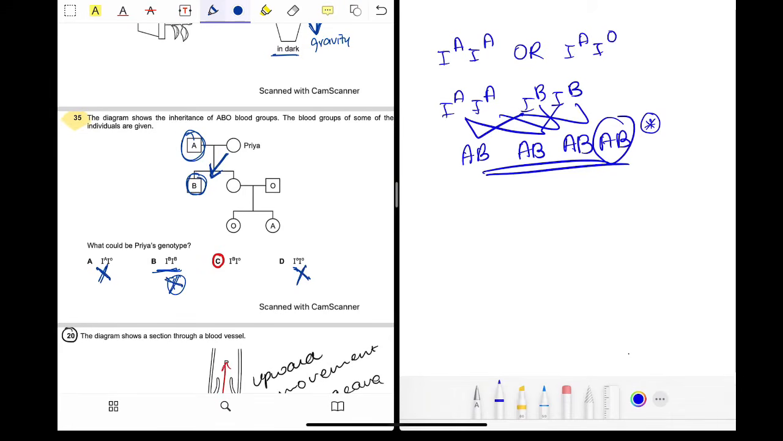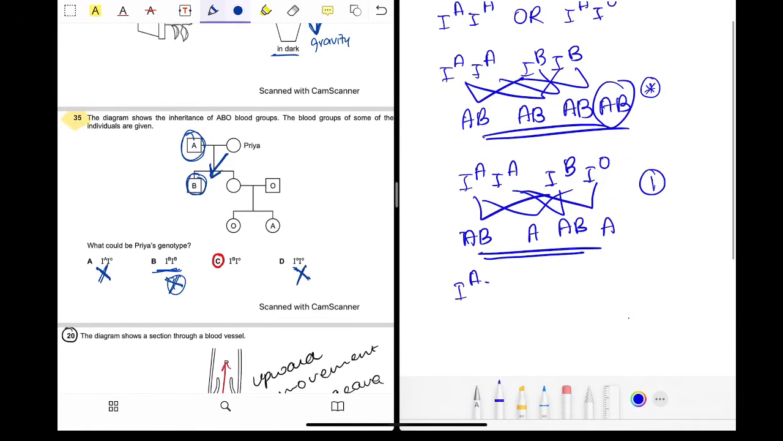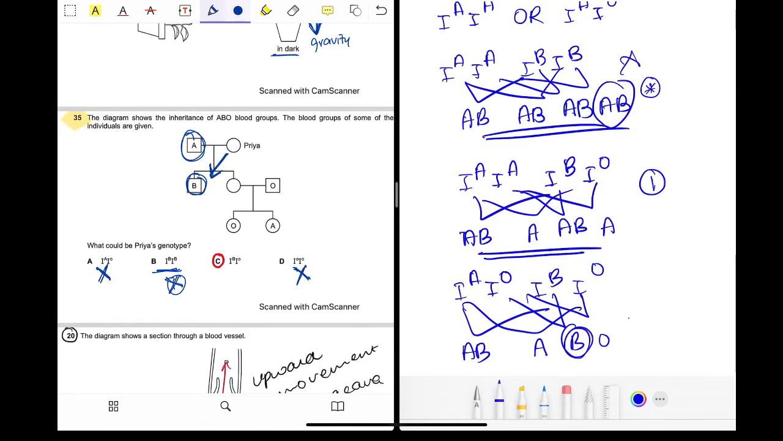Let us look at the other case. IBIO and IAIA. This gives AB, A, AB and A. Now if you try with the other one, IAIO and IBIO, you get AB, A, B and O. You're getting a B here. You do not get a B in the previous one. This is why C is the answer. IBIO is what we tested over here and we got one of the children as B.